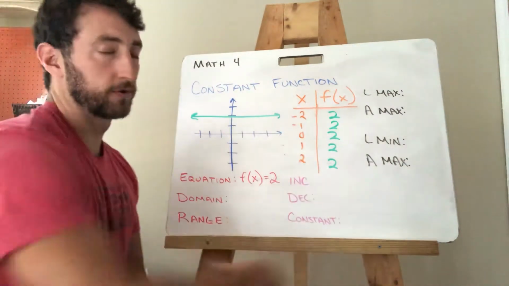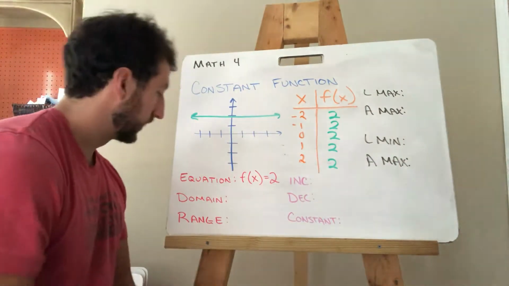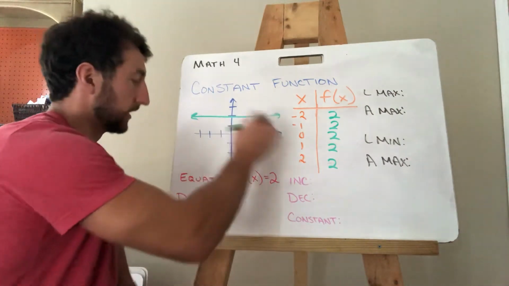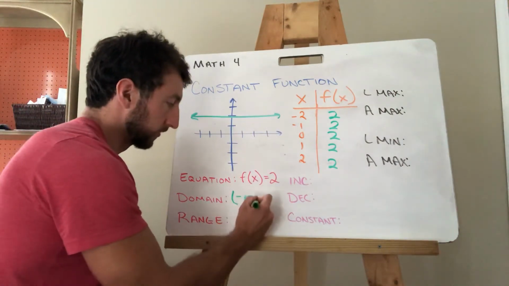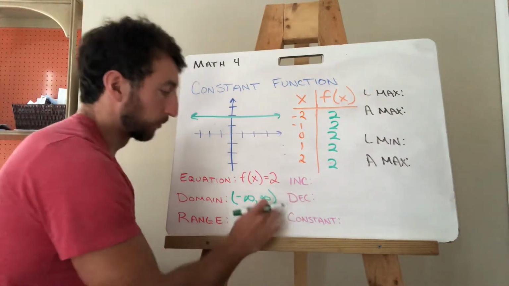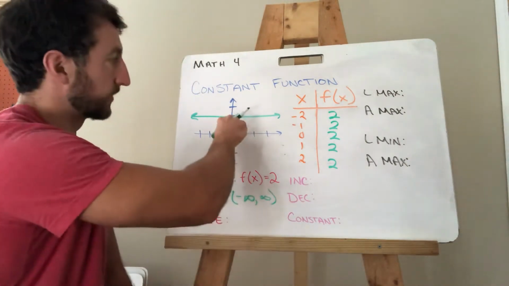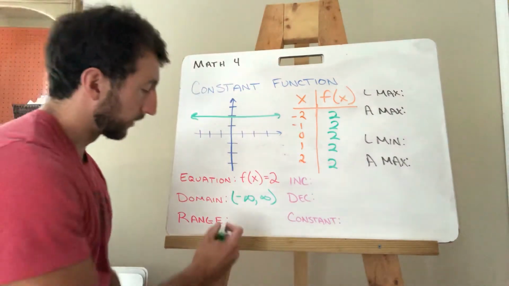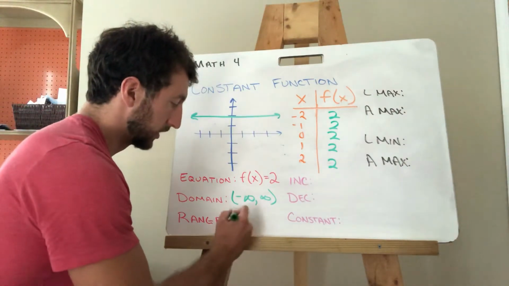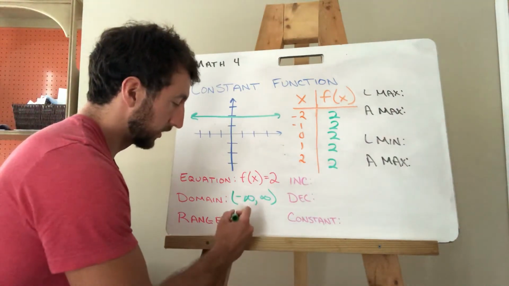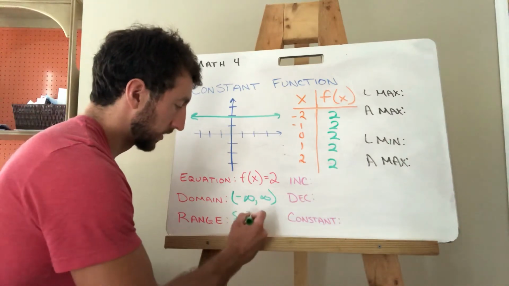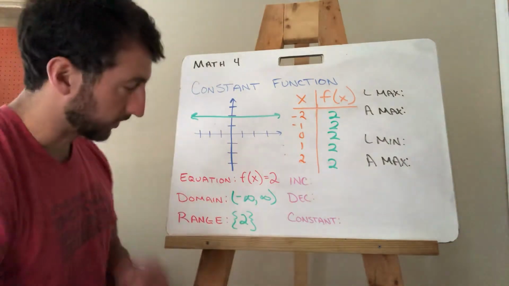So then we have all those features of functions that we talked about. Domain is going to be from negative infinity to positive infinity. Remember, we put those parentheses because it doesn't reach all the way to infinity. Range, if you notice here, it doesn't go up or down. So my range is just going to be 2, and we'll put that in a set because it doesn't go up or down.